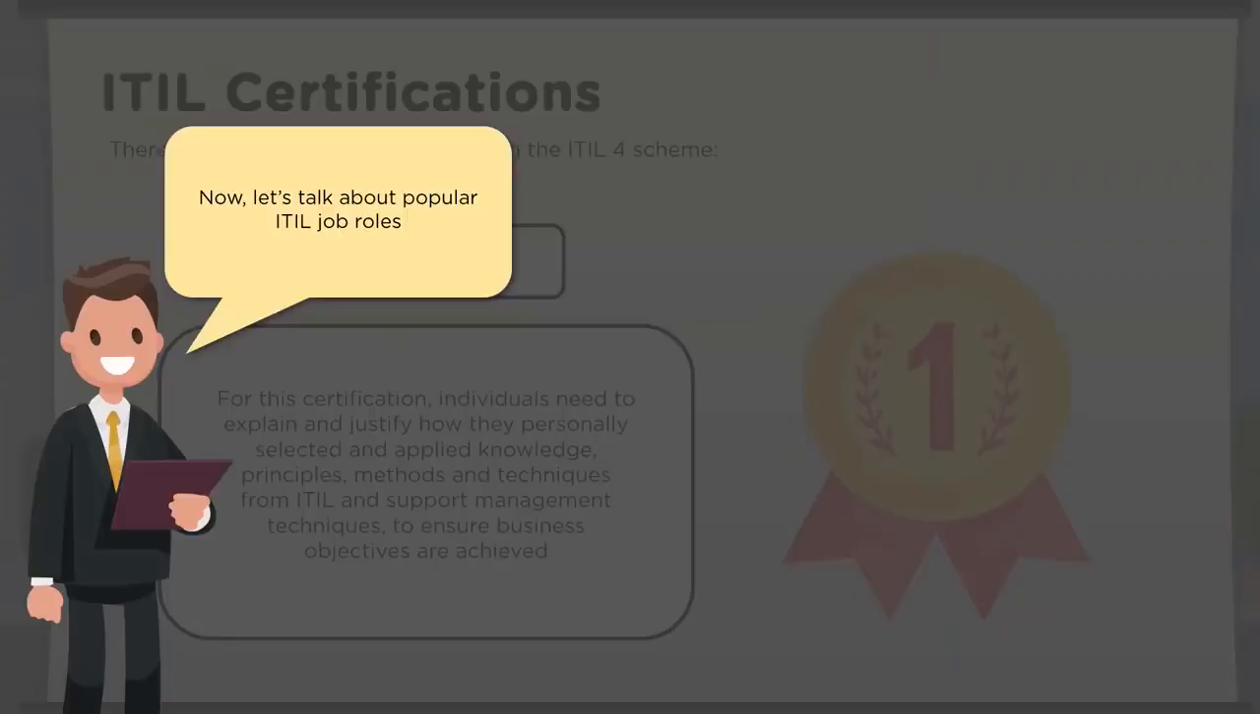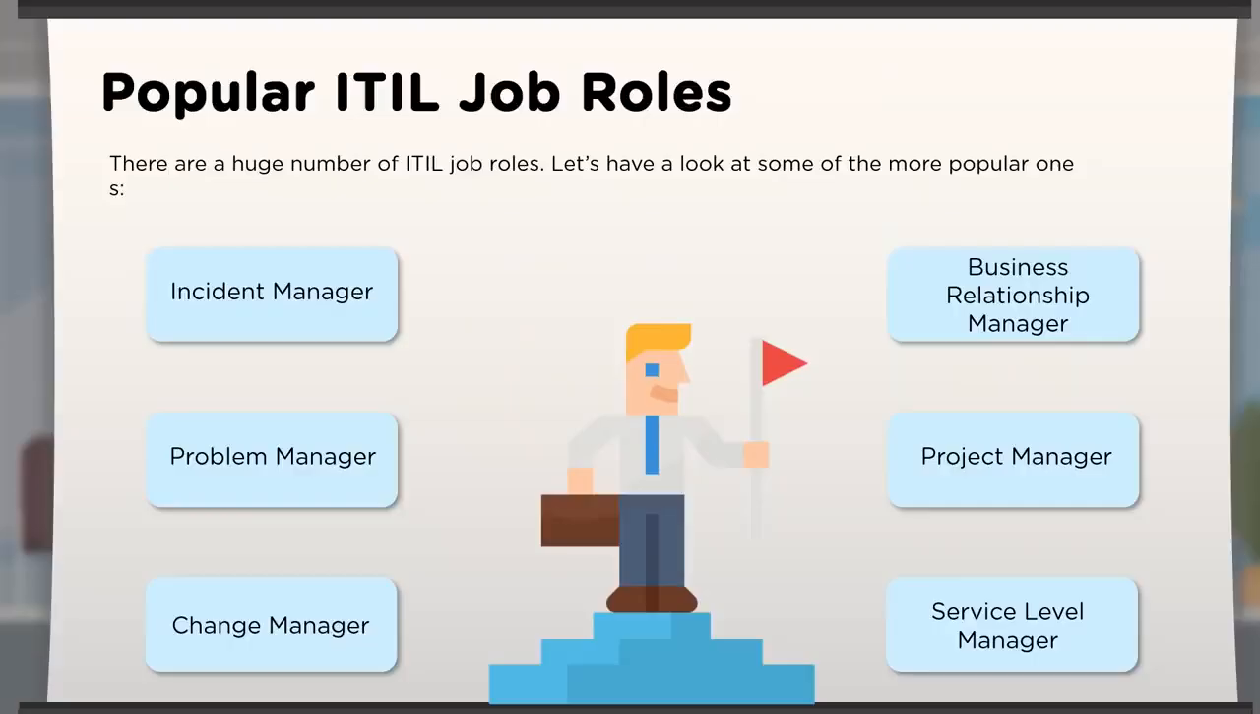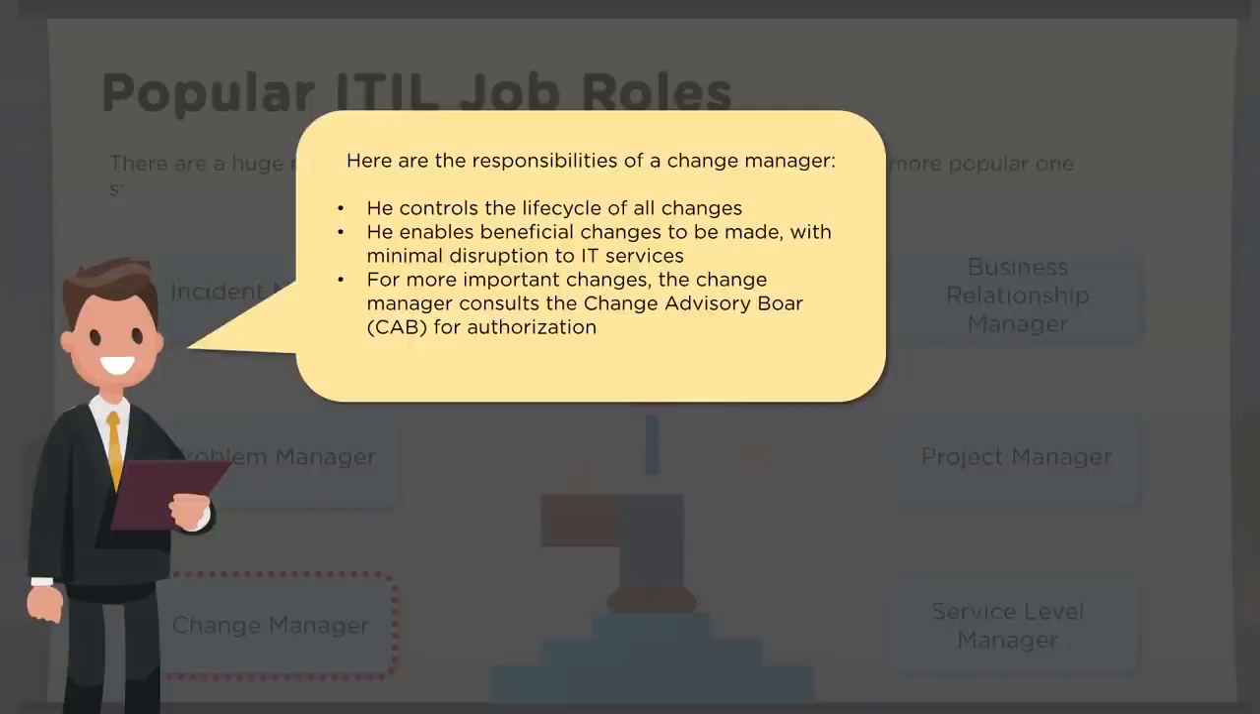So now let us talk about popular ITIL job roles. There are a huge number of ITIL job roles. Let us have a look at some of the most popular ones: incident manager, problem manager, change manager, business relationship manager, project manager, service level manager. Change manager: the responsibilities of a change manager include controlling the life cycle of all changes. The change manager should enable beneficial changes to be made with minimal disruption to the IT services. For more important changes, the change manager should consult the change advisory board for authorization.